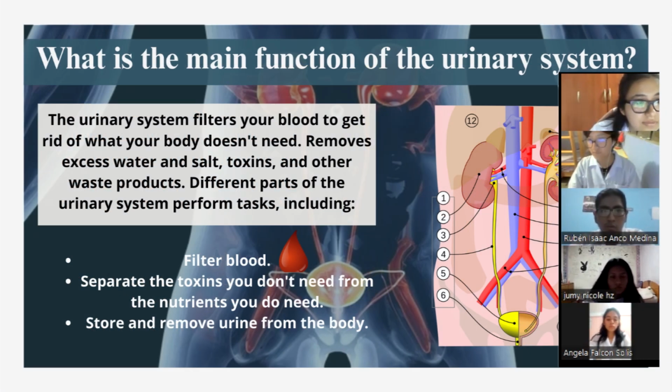Now, what is the main function of the urinary system? The urinary system filters your blood to get rid of what your body doesn't need. It removes excess water and salt, toxins, and other waste products. Different parts of the urinary system perform tasks, including filtering blood, separating the toxins you don't need from the nutrients you do need, and storing and removing urine from the body. Next.